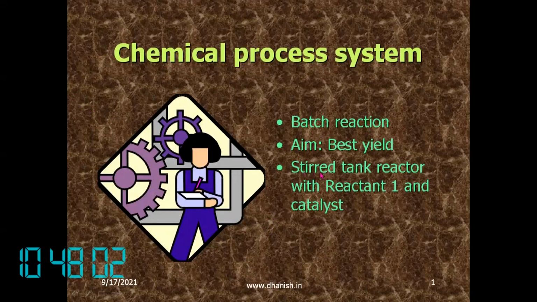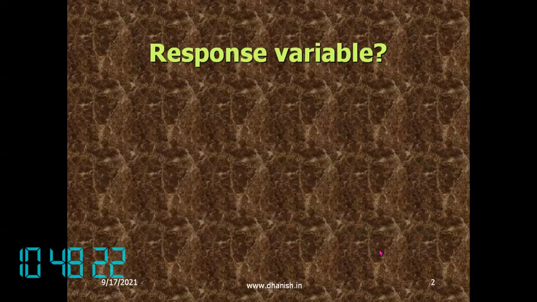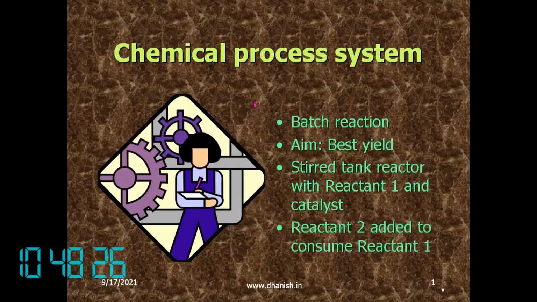So the system consists of a stirred tank reactor. So there's a tank in which the stirring mechanism is there. So that is called the reactor. Into that you add reactant 1 and catalyst. So that you keep there. Then you add reactant 2 slowly to the reactant 1 till the reaction consumes reactant 1. Okay, so this is the process.